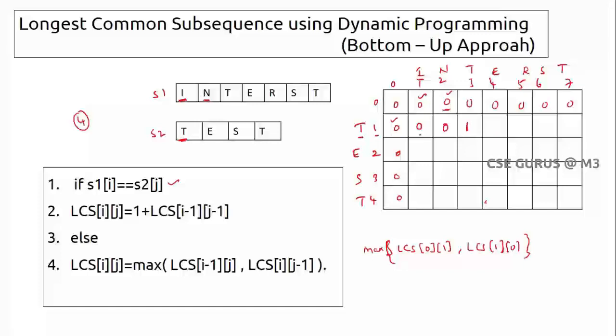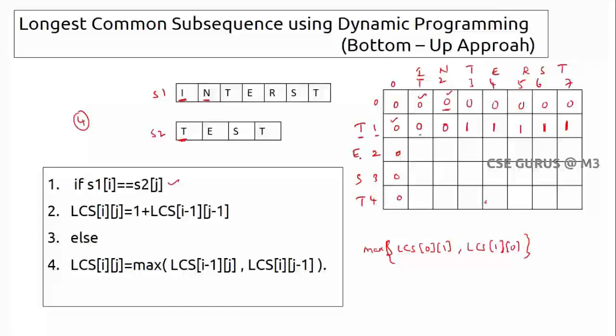Now T and E not matching, so what you need to do? Maximum of these two, 1 and 0, maximum is 1. Now here T and R not same, so maximum of these two, 1. Now T and S not equal, so maximum of these two, 1. Now T and T, yes they are matching. Now what you need to do when it is matching? 1 plus previous value, this value. So 1 plus 0, which is 1. So like this we need to consider, okay, according to the formula.